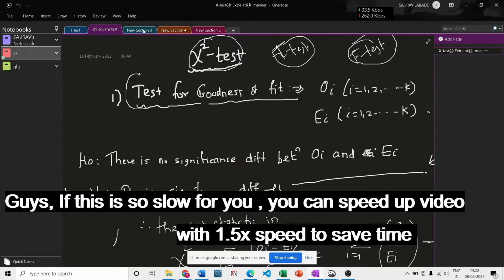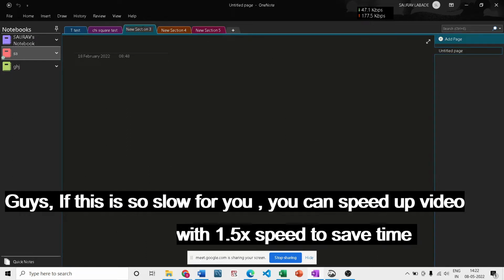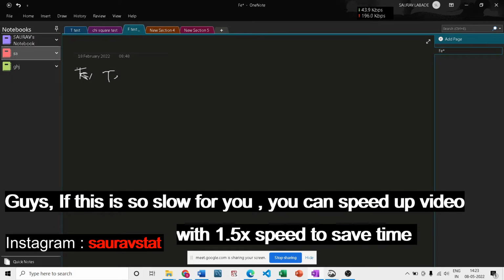Okay, so I will make here the next thing, the third small test, which is the F test. Test based on F distribution.